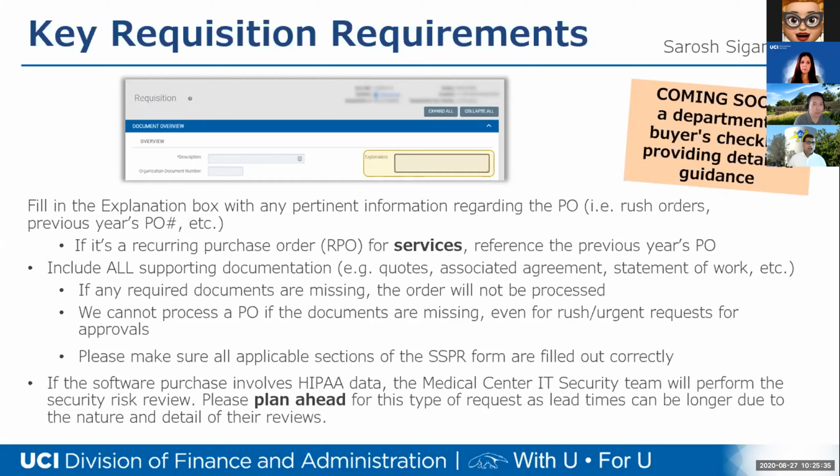Again, we cannot process a PO if any of the documents are missing, even if it's a rush or request for approvals. As Nihal had mentioned before, compliance is a crucial role we play. So whether it's important or it has to be processed, we always need documentation and necessary guidelines in order to process the PO. The next important point is the SSPR form, which we go back and forth a lot on too.